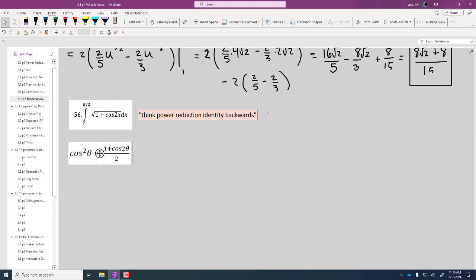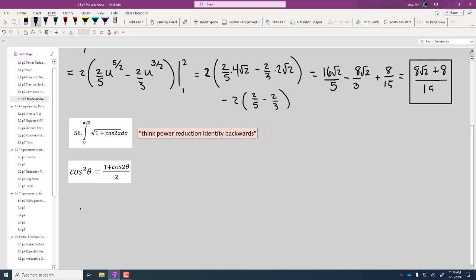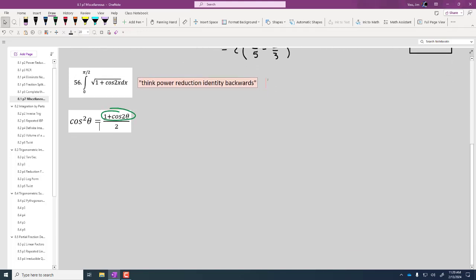Okay, so it looks a lot like it. If you focus your attention on this numerator right there, that looks like what's inside the square root. And so what we're going to do here, the quote-unquote trick, is isolate this 1 plus cosine. 1 plus cosine of 2 theta, do you agree that we could write it like that?